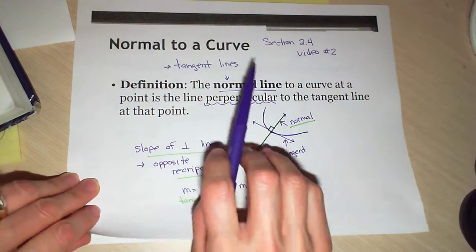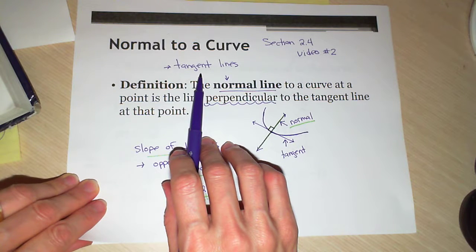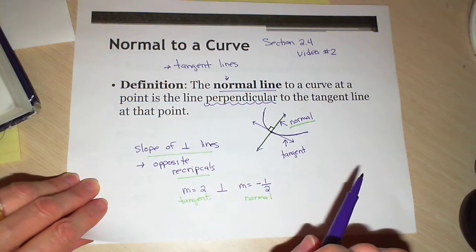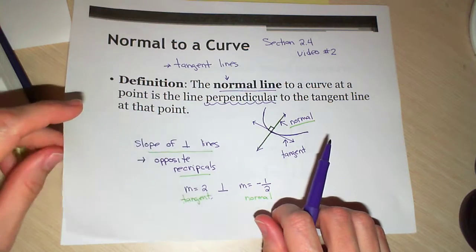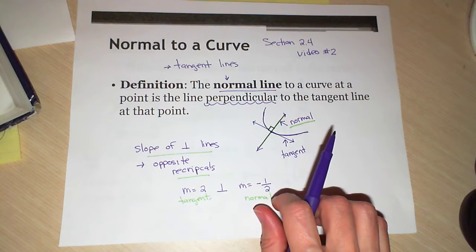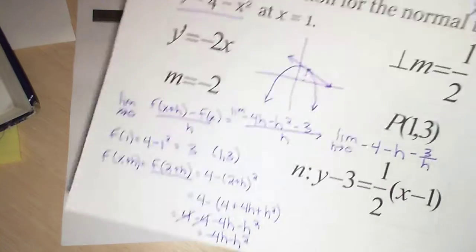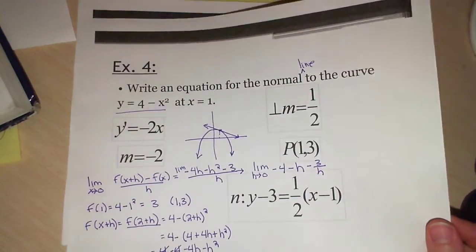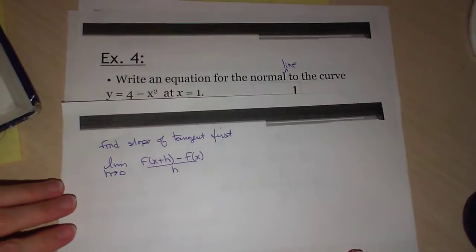The problems will have you finding the tangent line, then writing an equation for the tangent line, and then writing the equation for the normal line. In order to do that, you need the slope of the tangent line to begin with. So for the next problem, let me get a blank page to do this problem on.